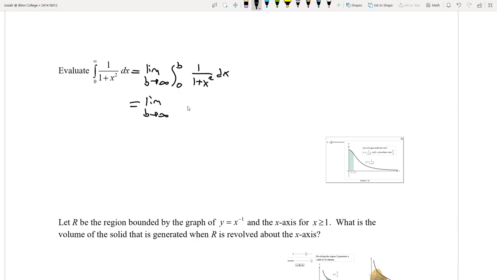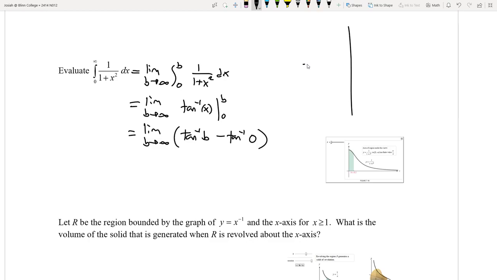This is the exact derivative of the inverse tangent of x, or the arctangent of x. And we'll go ahead and evaluate this from 0 to b. So we get the limit as b tends to infinity of the inverse tangent of b minus the inverse tangent of 0.